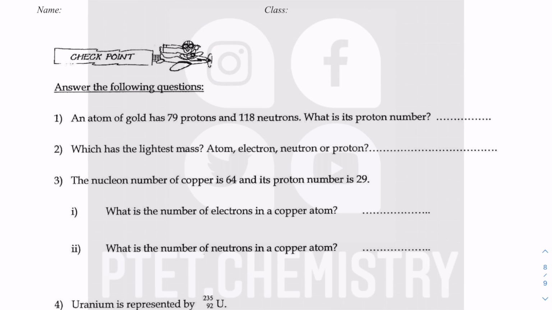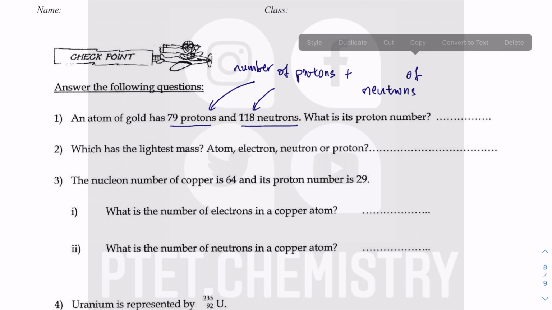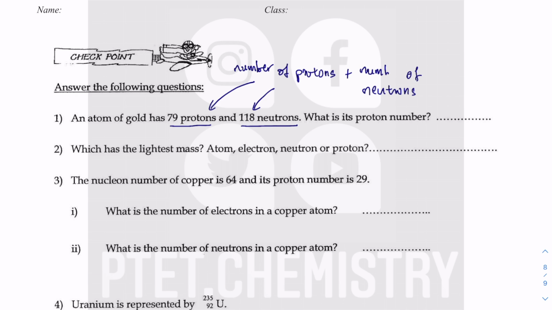So after that, there's a little bit of checkpoint for us to go through. An atom of gold has 79 protons and 118 neutrons. So the number of protons plus the number of neutrons. In the real exam, you really have to use "number" instead of "no." So I better write it down as such, otherwise there will be excuses that will come up later on that says, I didn't do it like that.